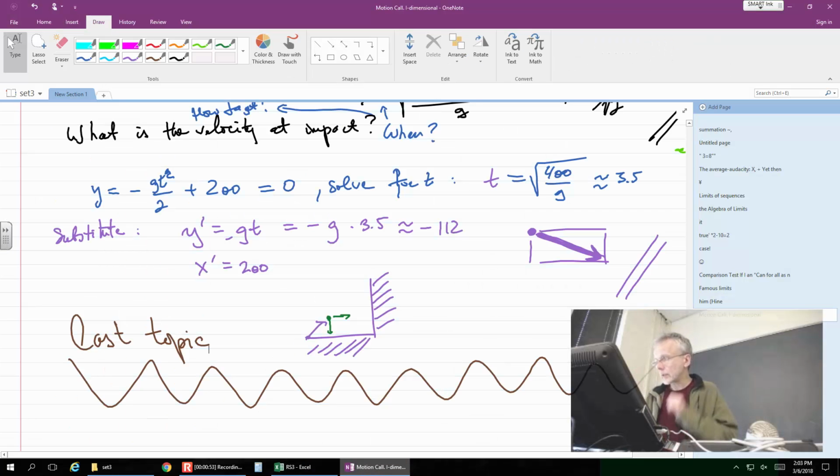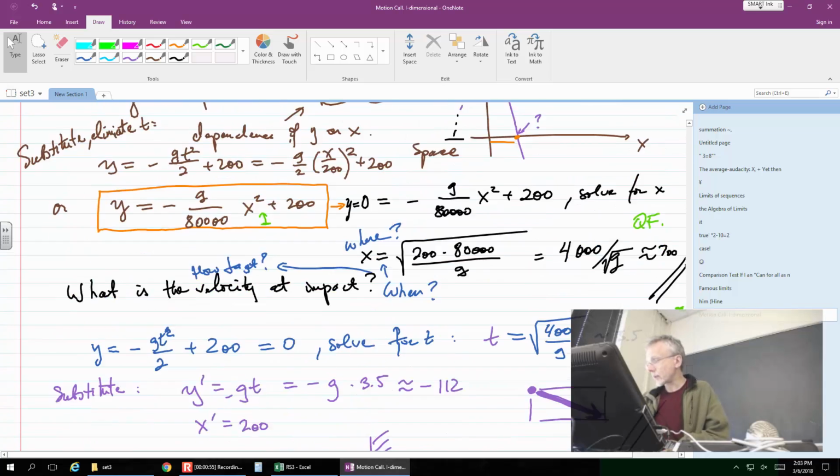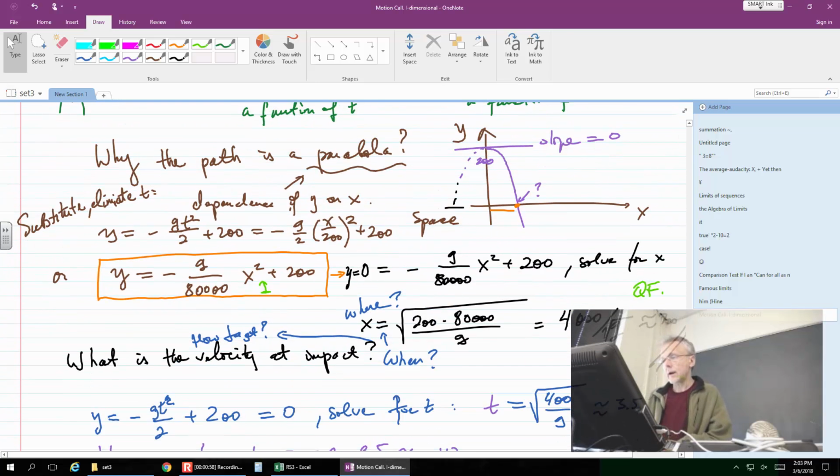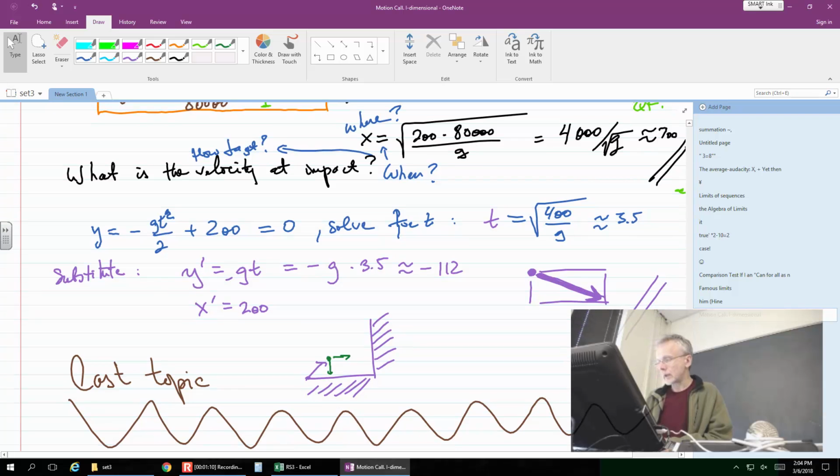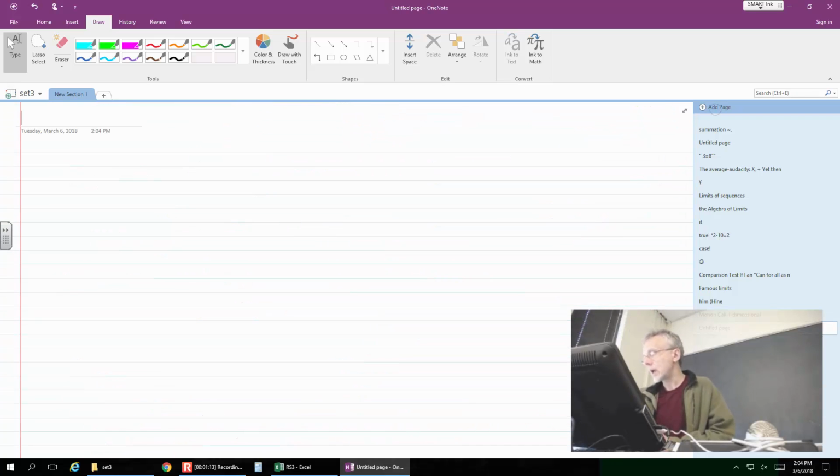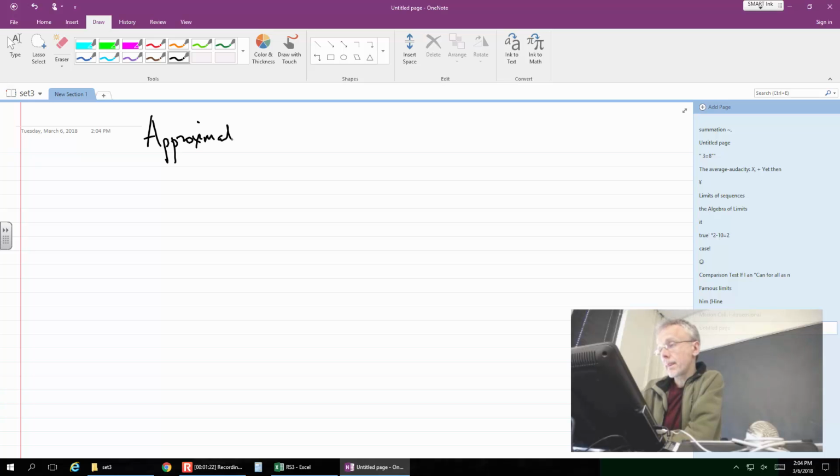Okay, so like I said, this is the last topic for the test: derivation of velocity from acceleration and location from velocity. Before we go back to the spreadsheet, let's review the underlying theory. The theory is about approximation. So the question becomes approximations of derivatives and antiderivatives.